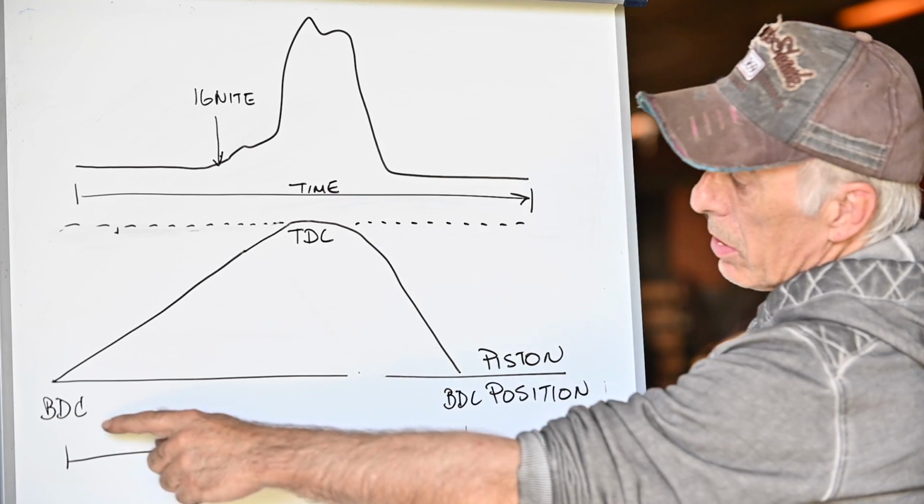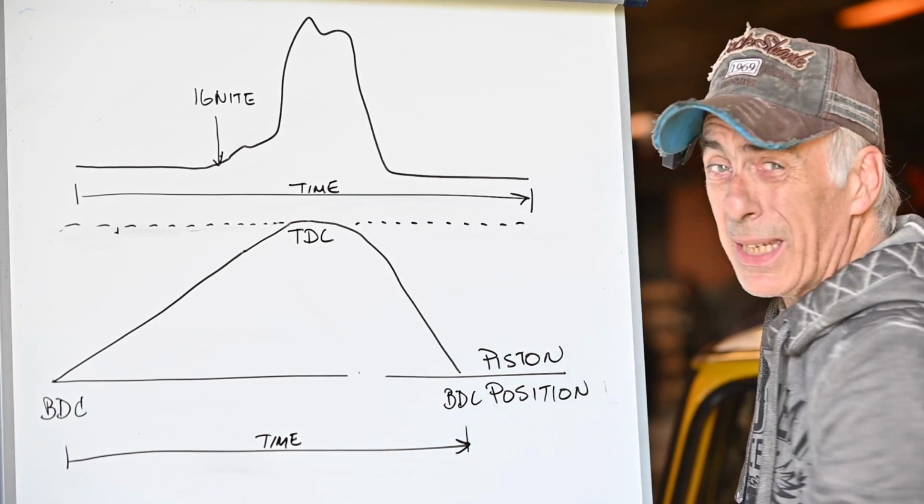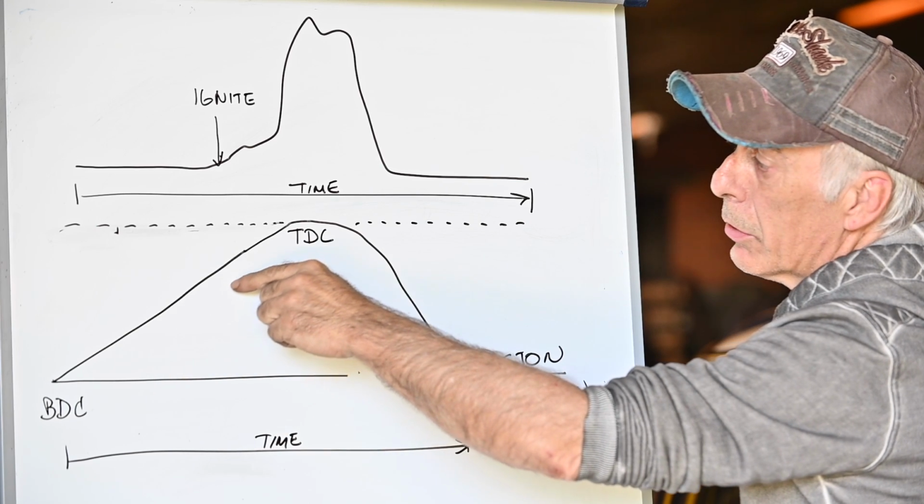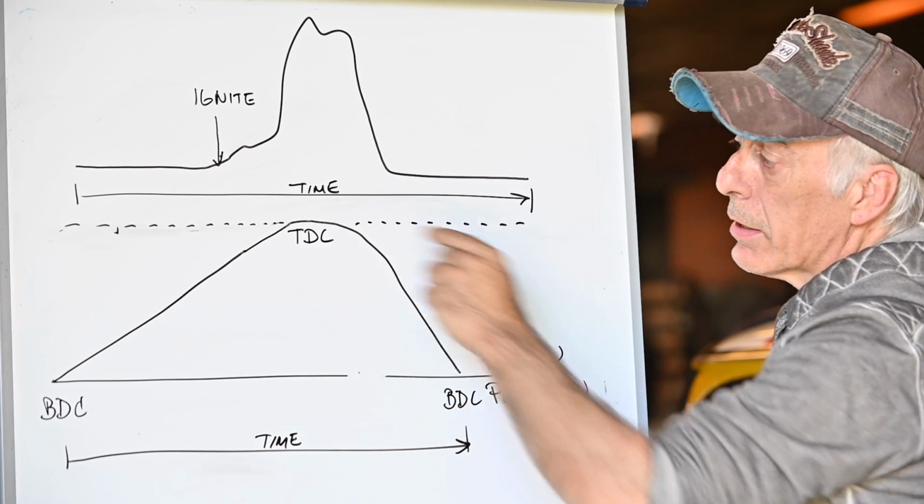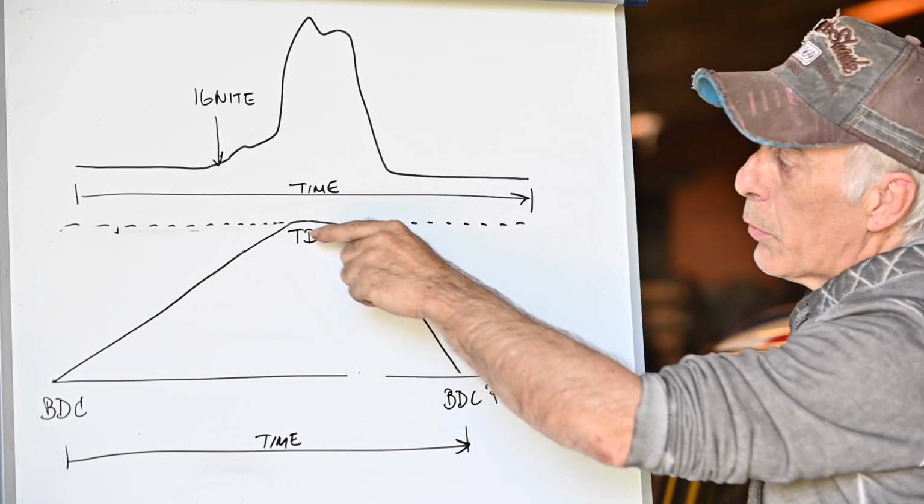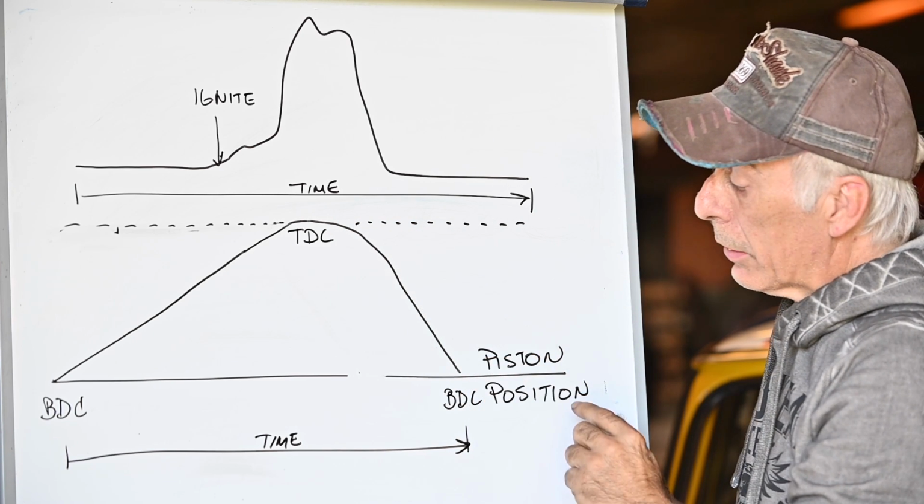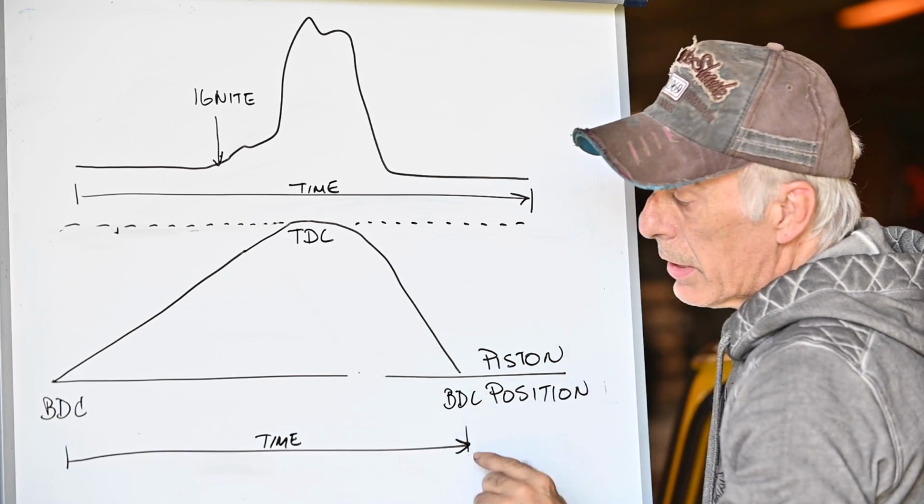So the piston starts off at bottom dead center, BDC. The piston travels up, like a linear curve going up, and it hits top dead center. It dwells around top dead center, and then it's going to go down again. And it does this within a certain time frame.